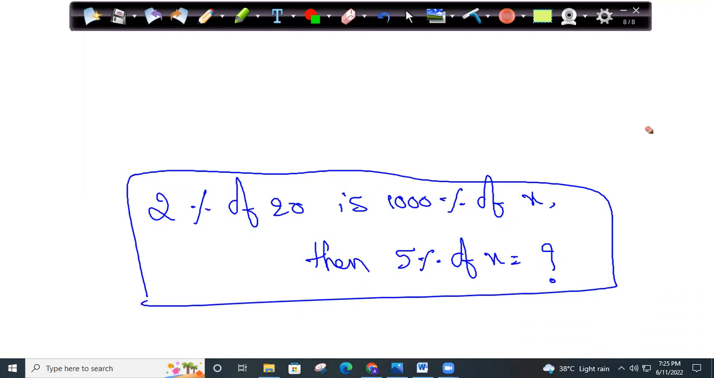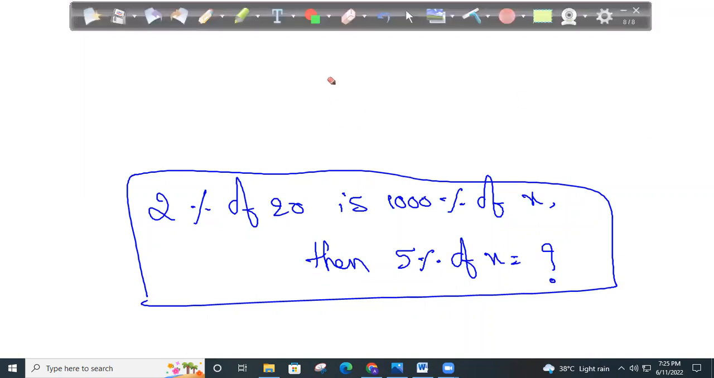2% of 20 is 1000% of X. Then 5% of X is how much? So I got 3 answers. One says 1 by 5000, one says 1 by 500, one says 0.002.